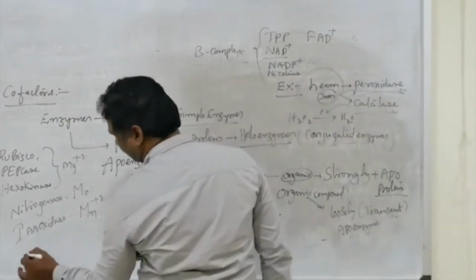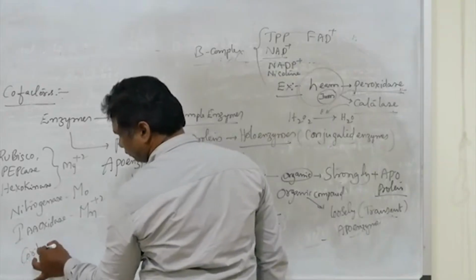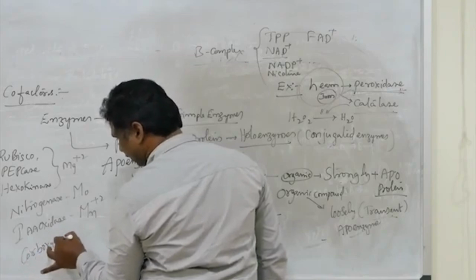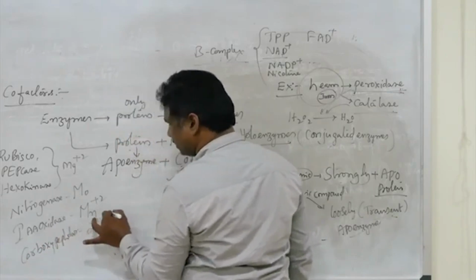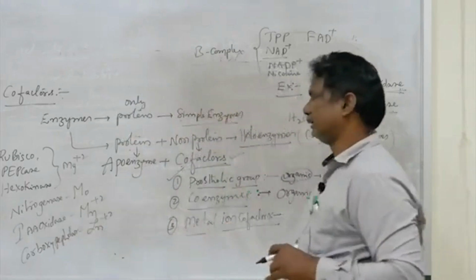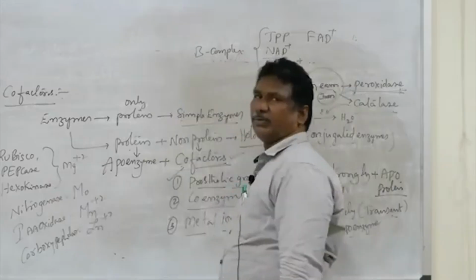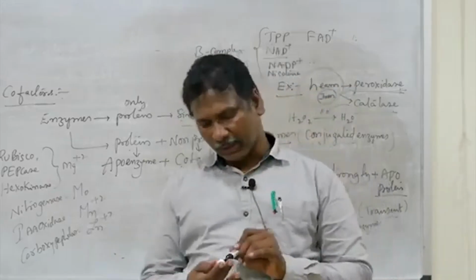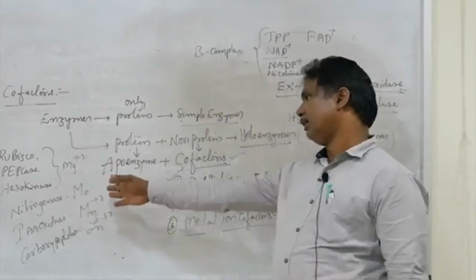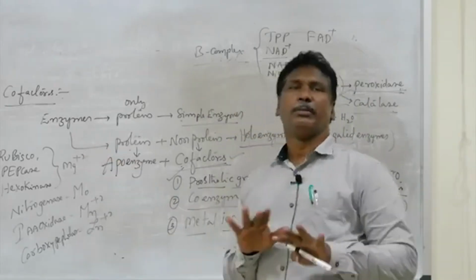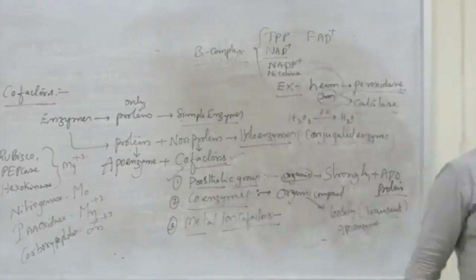Next, carbonic anhydrase and carboxypeptidase are activated with the help of zinc, Zn2+. In this way, different types of enzymes are activated with the help of different types of metal ions. Those are called cofactors.